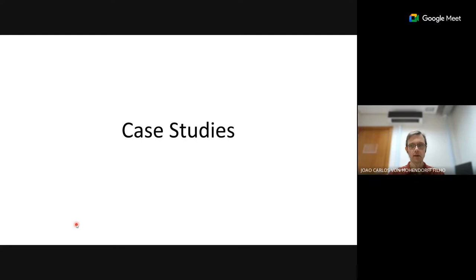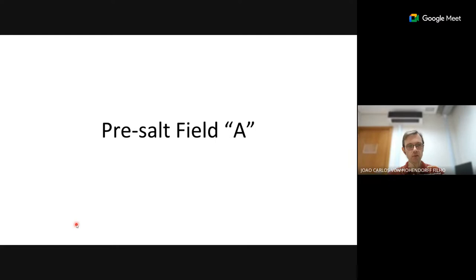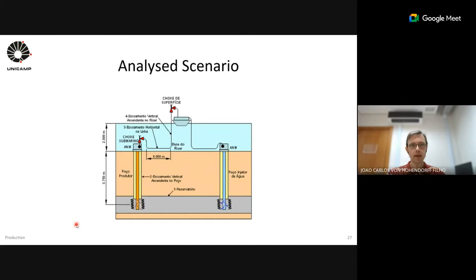interesting. I study. Let's consider a pre-salt field A. Okay, I don't have a lot of details about this field, but consider this kind of field. And I have this kind of scenario. Okay, I have a topside at very high sea level, 2 kilometers.